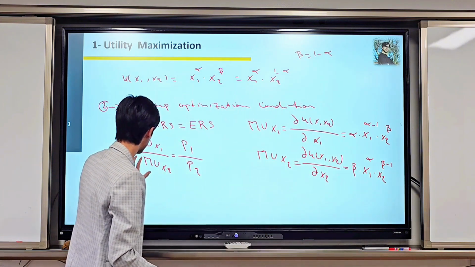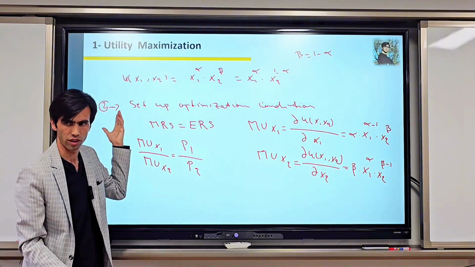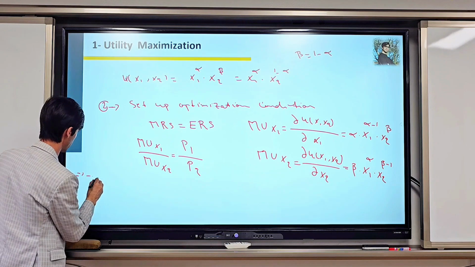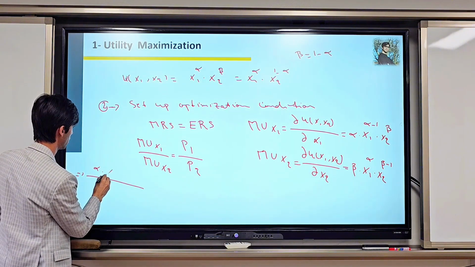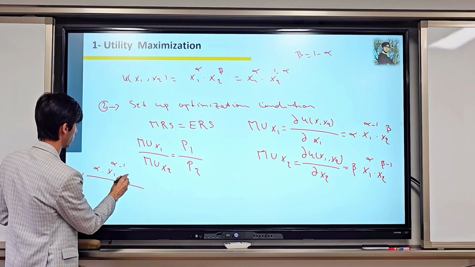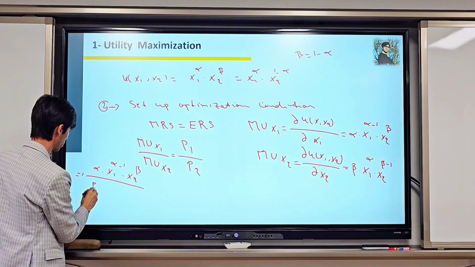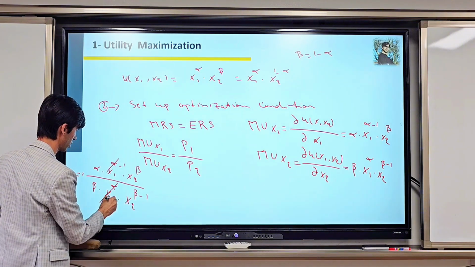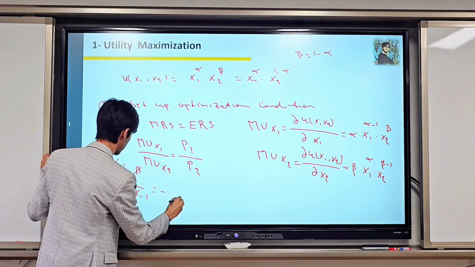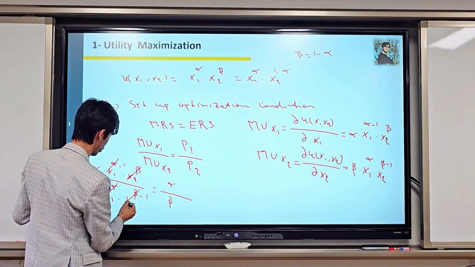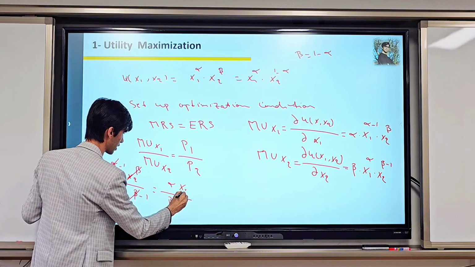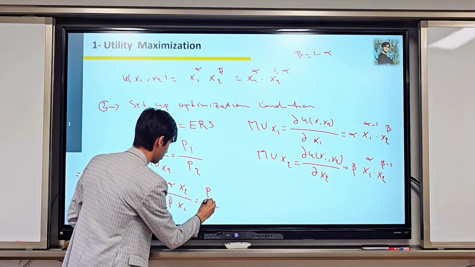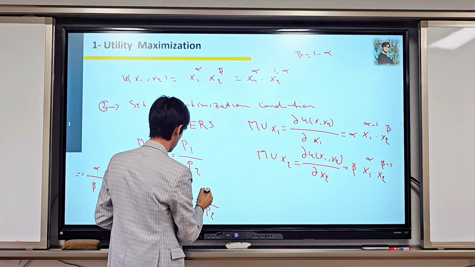Yeah? So now you find out this part. This part is already clear. Just in the next step, do this one. Alpha x1 to the power of alpha minus 1, x2 to the power of beta, over beta, x1 to the power of alpha, x2 to the power of beta minus 1, cancel out. It will become alpha divided by beta. Move x2 there and x1 here, x2 over x1. And this one is equal to your price level, p1 over p2. So now you have this one.